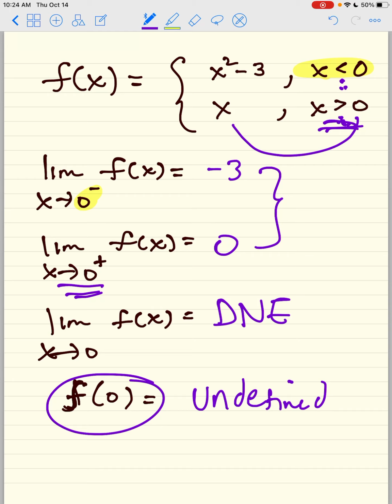So that's how we do it. Typically for f of something, we say undefined, but does not exist also can work. Okay, so that's how we do limits of piecewise functions.